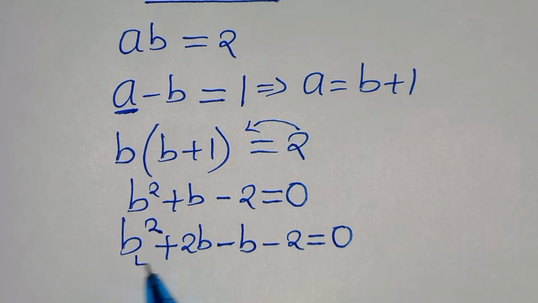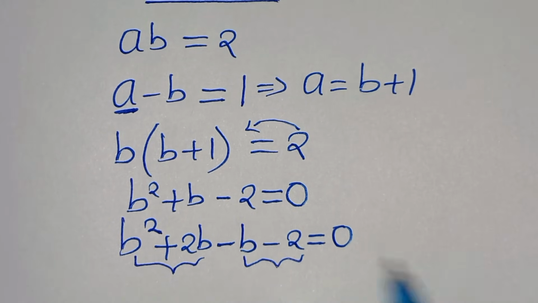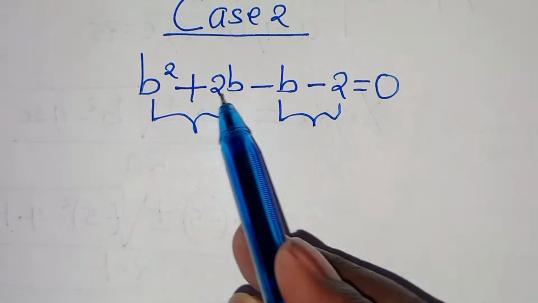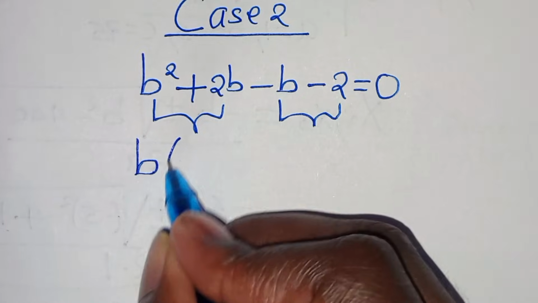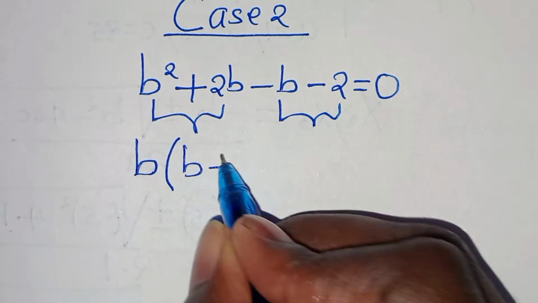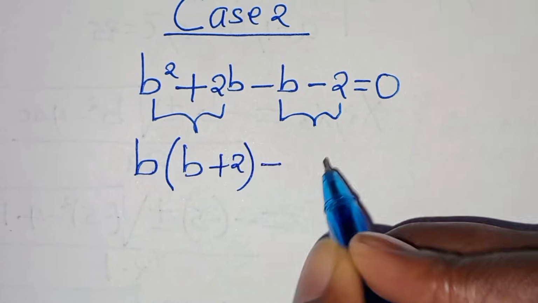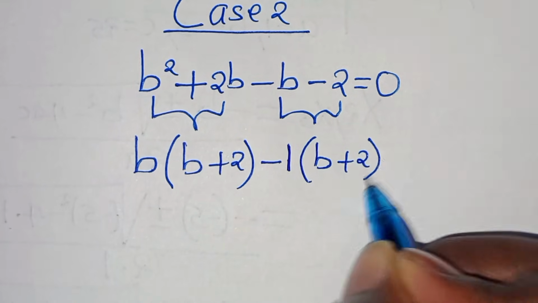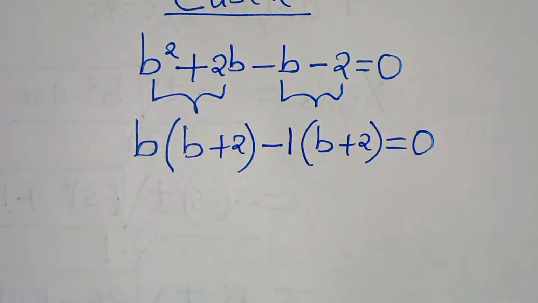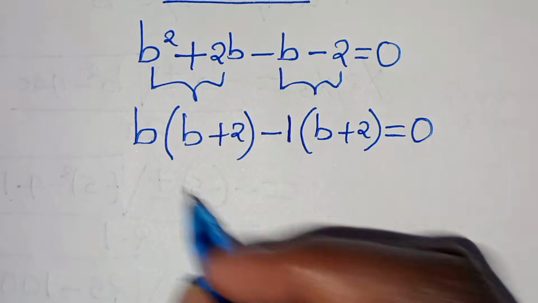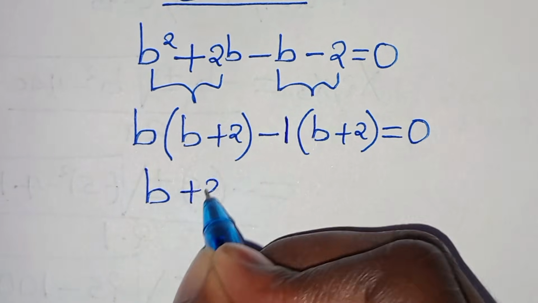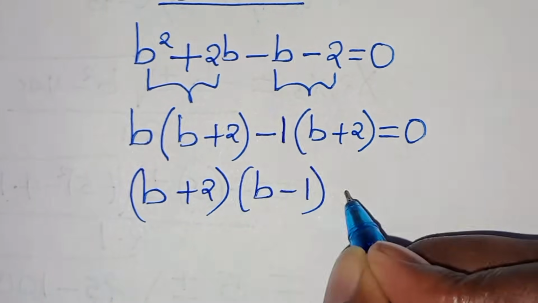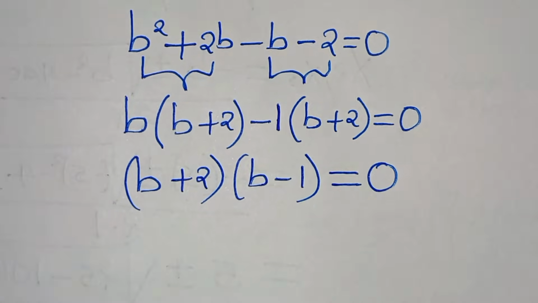So we have got two parts here. From the first part, we have that b is common. We factor b, so this is b plus 2. Minus 1 is common here, so we have b plus 2 equal to 0. Since b plus 2 is common, we have b plus 2 multiplied by b minus 1, which is equal to 0.